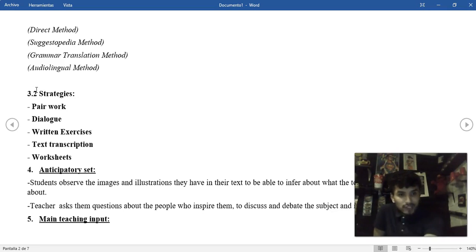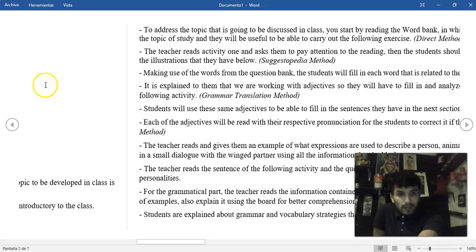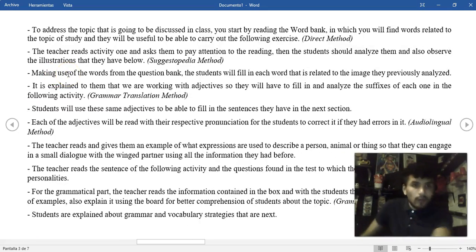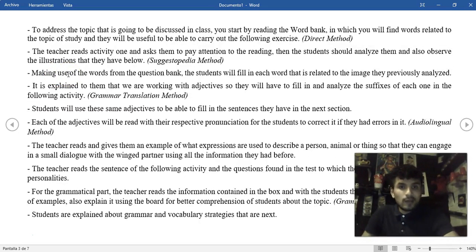The main teaching method is to address the topic that is going to be discussed in class. They start by reading the word bank, in which you will find words related to the topic of study, and they will be useful to be able to carry out the following exercise. Here I'm going to use the dive method.